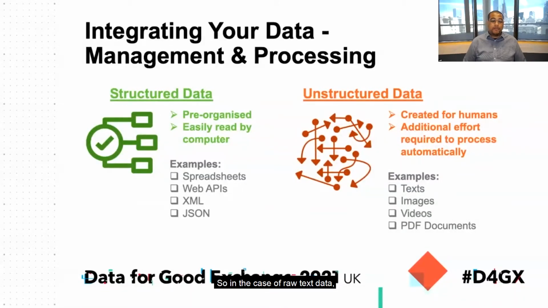So in the case of raw text data, the transformation might involve what we call natural language processing, which is a field within computer science and linguistics, which attempts to programmatically understand human languages, generally by applying statistical or machine learning algorithms. In fact, advances in machine learning and AI are making it much easier to work with unstructured data, but a lot of challenges still remain.